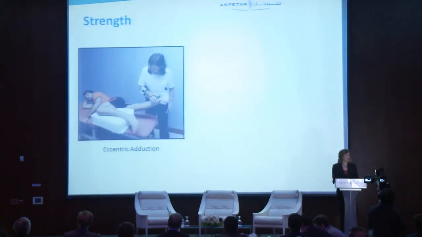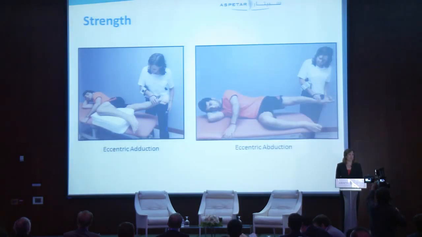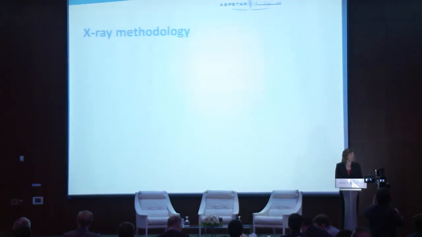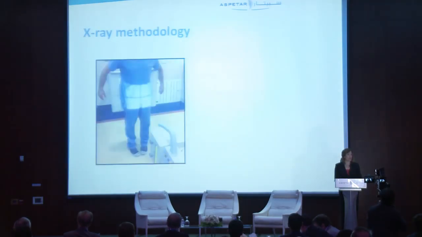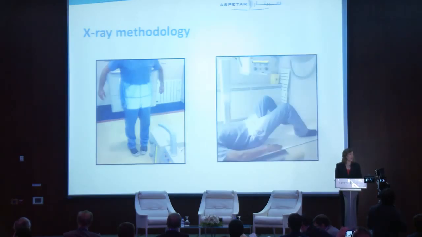In terms of strength, we chose an eccentric adduction and abduction test in side lying. And this is because there was a recent study looking at eccentric strength in athletes with hip and groin pain, and they found that eccentric tests were better able to detect those with pain than isometric tests. In terms of the x-rays, we've done a standing AP in 15 degrees of internal rotation and a 45-degree Dunn view, which was shown to be the best at visualising the cam deformity on the femur.